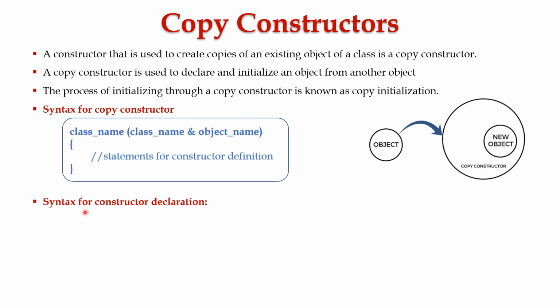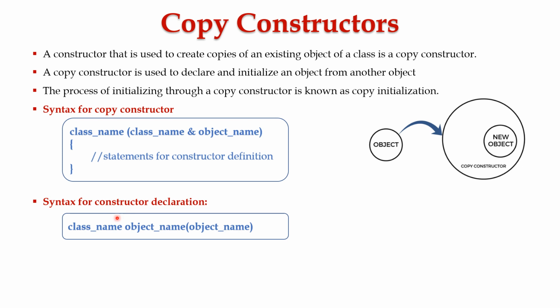The next is syntax for constructor declaration. So here we have class name followed by object name, and we are passing the object as the parameter here. So we have to specify the object name.